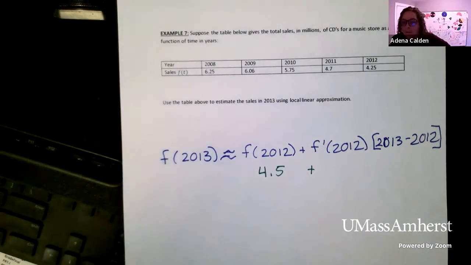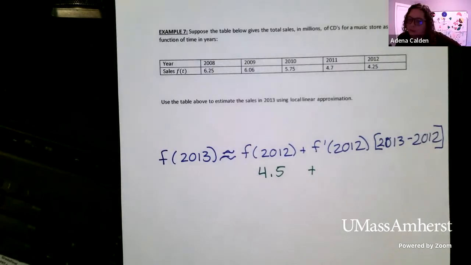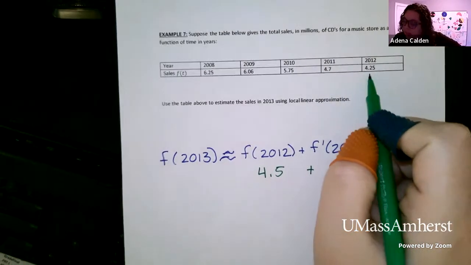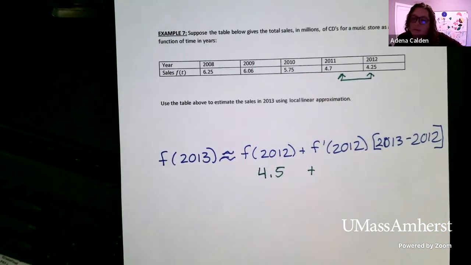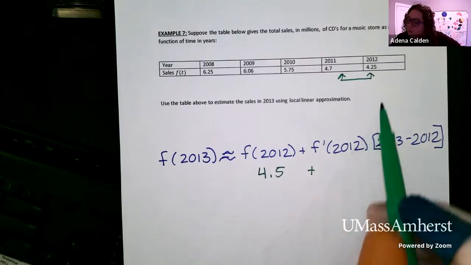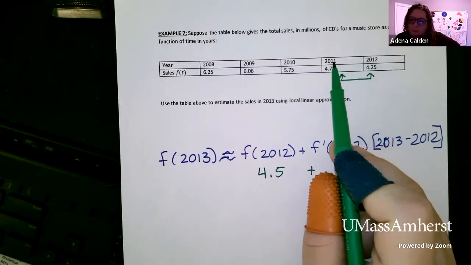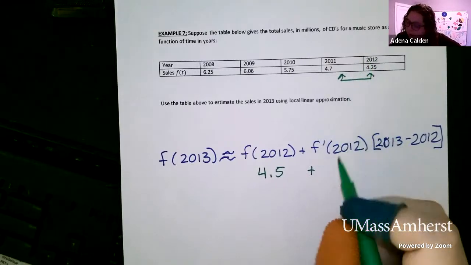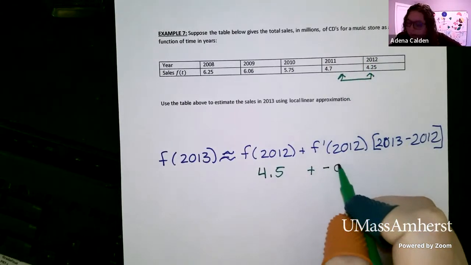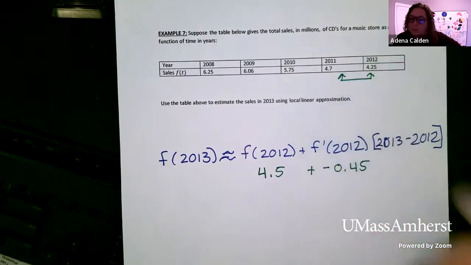Well, we don't have the derivatives at any of the points, but we have learned how to approximate the derivative on a table. Since this is on an end, we would use the point next to it to approximate the derivative at 2012 by doing the change in y over the change in x. So we would do 4.25 minus 4.7 divided by 2012 minus 2011, and that would give us an approximation for the derivative. So here I have negative 0.45 is what you get when you subtract those and divide by 1.